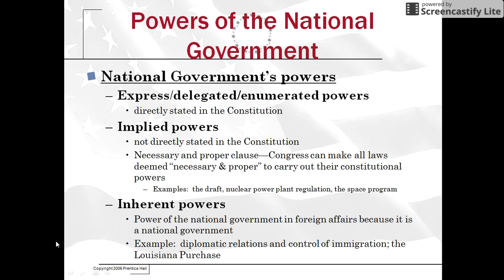Okay, inherent powers, the hardest one to understand, the one you'll be asked the least about, though. Like I said, that's the power of the national government essentially because it's a government, and it typically deals with foreign affairs, like diplomatic relations, control of immigration. The Louisiana Purchase is a great example of an inherent power. It doesn't say anywhere in the Constitution that the president can buy land, but if the government can get new land from winning a war and a treaty, or essentially just take over new land, why shouldn't they be able to buy it from another country? So that's an inherent power.